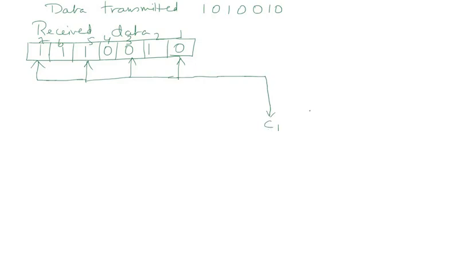This will write it as C1. So here we need to again consider the even parity. So for C1 we have 1, 3, 5, 7. So the first bit position is 0, 3 is 0, 5 is 1 and 7 is also 1. So already even parity is there, therefore value of C1 is equal to 0. So put a value of 0 here.